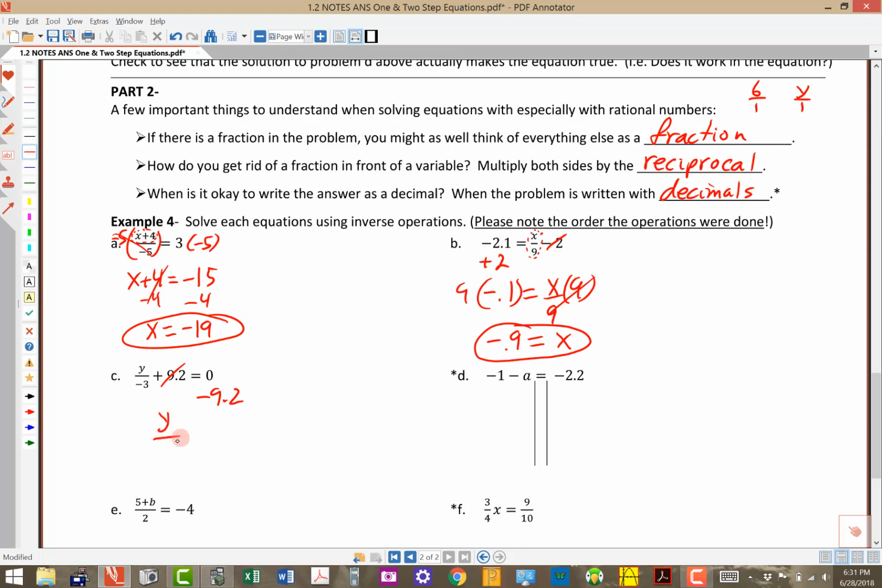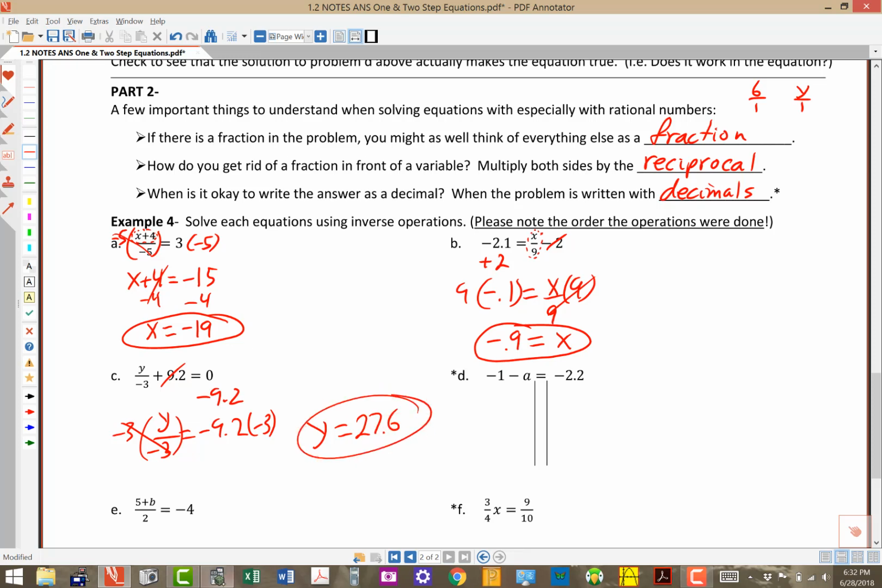So this is going to be y over negative 3, and then on this side we have negative 9.2. We're going to get rid of the dividing by negative 3 by multiplying by negative 3. Remember, we've got to multiply by a negative so that it cancels that off. We want that negative to cancel off that negative. Negative divided by negative is a positive. So those cancel off, so we end up with a y over here. And if I multiply that side by negative 3, a negative times a negative is a positive. And I believe that's going to end up being 27.6.